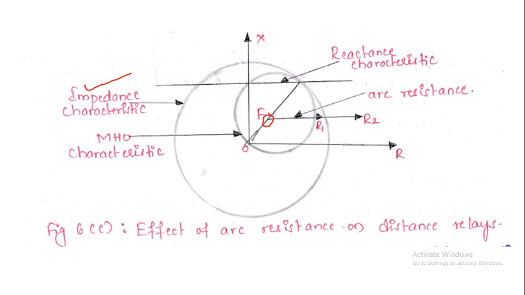Just observe, this R1 is beyond the protective zone of the Mho relay, so the Mho relay is not going to operate. Whereas this R1 is within the protective zone of the impedance relay, so the impedance relay is going to operate. This R1 is also less than the characteristic of the reactance relay, within the zone of the reactance relay characteristic, so the reactance relay is also going to operate. So when the fault arc resistance is R1, the impedance relay as well as the reactance relay are going to operate, but the Mho relay fails to operate.